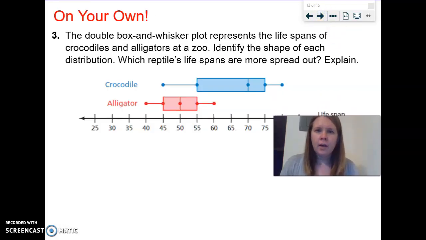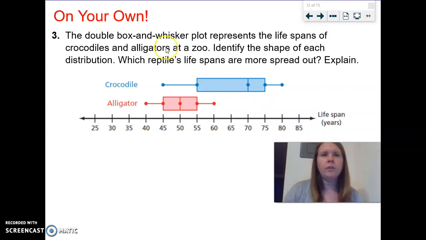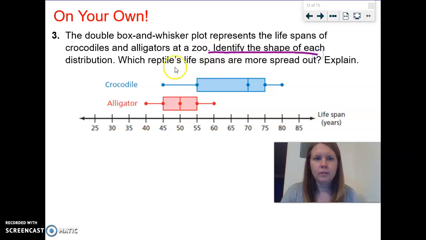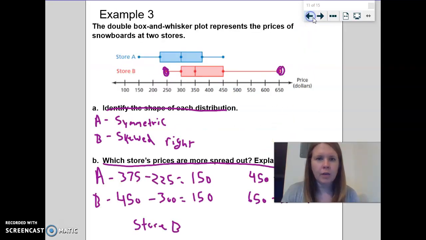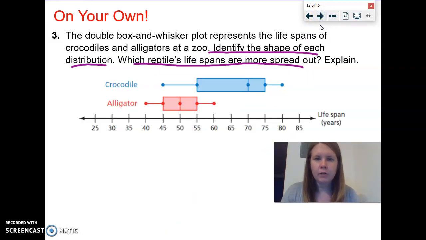All right, and then we have this one on your own. So this one's another one about a zoo. It's got a double box and whisker plot. So you've got one with crocodiles and one with alligators and their lifespans. You need to identify the shape of each one, just like we did before, and which reptiles' lifespans are more spread out. So it's about the same kind of questions here. I want you to go ahead, pause the video, practice this. When you come back, we'll go through the answers.